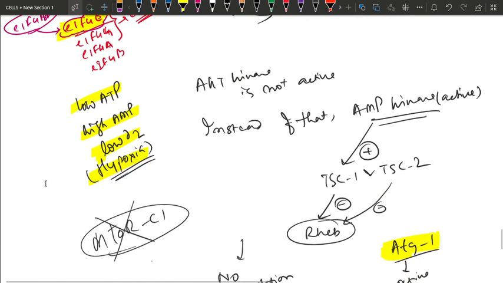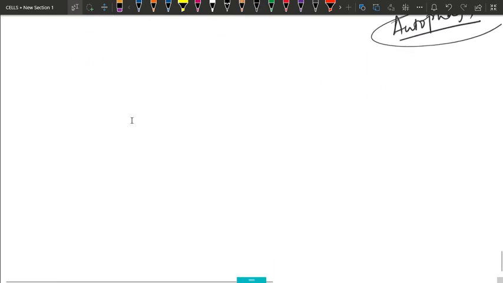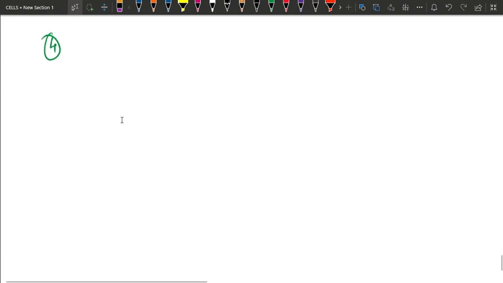this rapamycin drug, an anti-cancer drug, actually targets this mTORC1. Okay, now the last type of signal transduction, that is the fourth one. This is the PI3 pathway. So it's very easy. It's the same as the GPCR one, but it's mediated by this PI3 pathway.